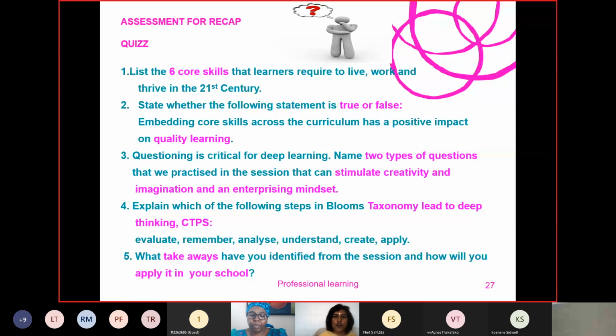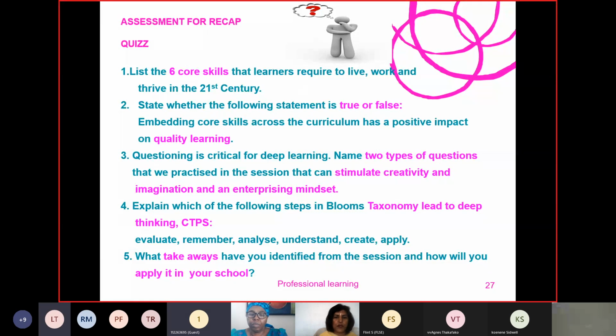Question 2, what is the answer? True or false? It's true. Good. Anybody else says true? Yes, it's true. Wonderful. Well done. Number 3. Questioning is critical for deep learning.